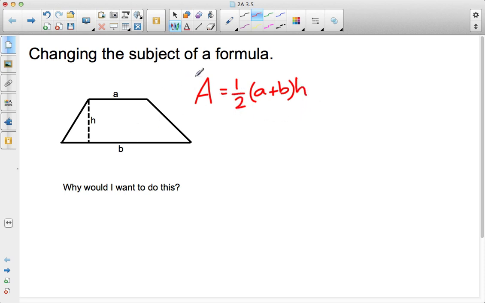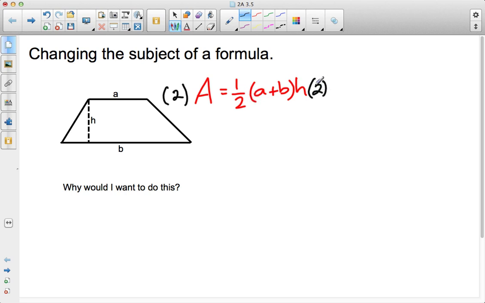So what does it mean to change the subject of a formula? Well, what if I wanted to change my formula so that b was the subject of the formula? So let's talk about what I would do to make b the subject of the formula. And as we work on it, maybe you can think about why this is something that I would want to do. So the first thing I'm going to do is multiply both sides by 2.